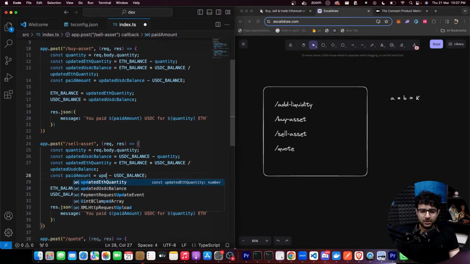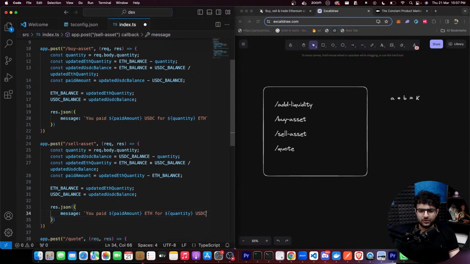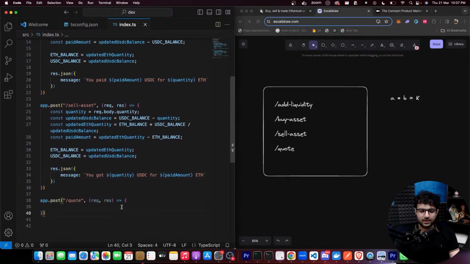Paid amount equal to updated ETH quantity minus ETH quantity, and then just update them, and then you paid this much ETH. No, sorry, USDC. You got this much USDC for this much ETH. All right, there you go. And lastly, quote. There needs to be both the sides of quote. We can get to quote eventually.